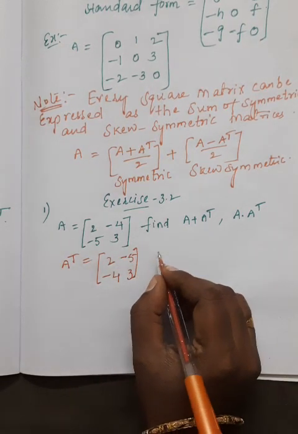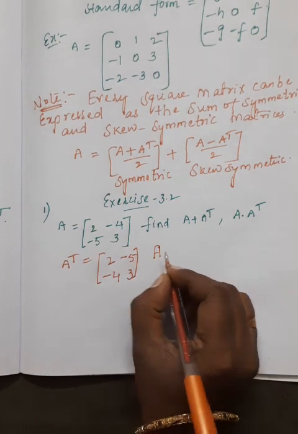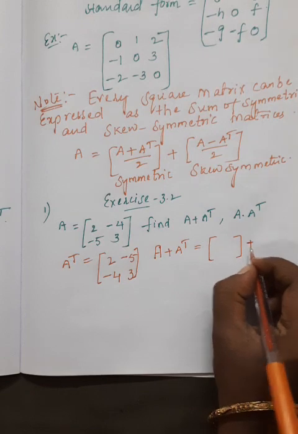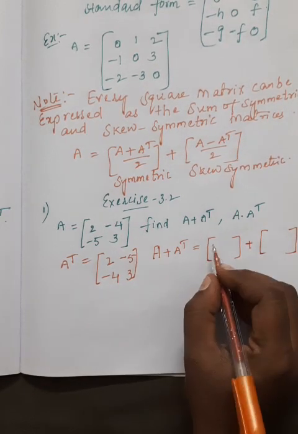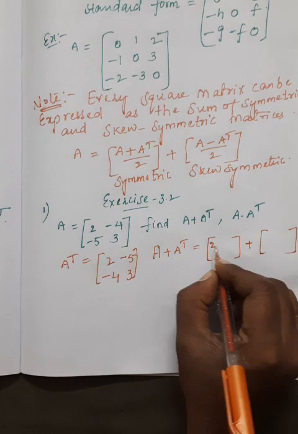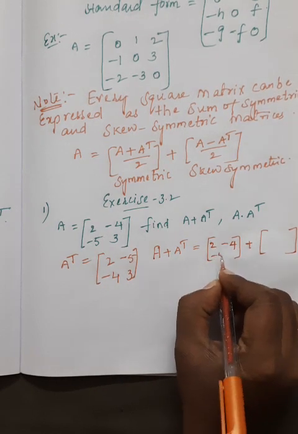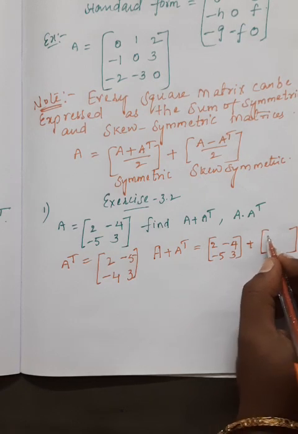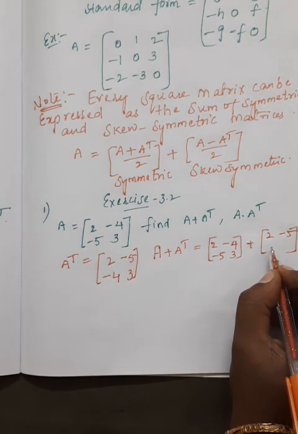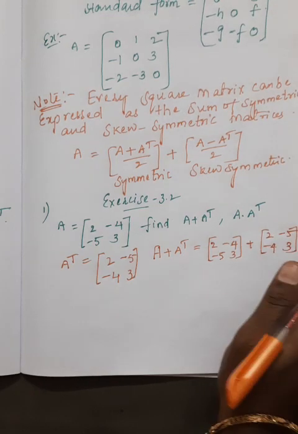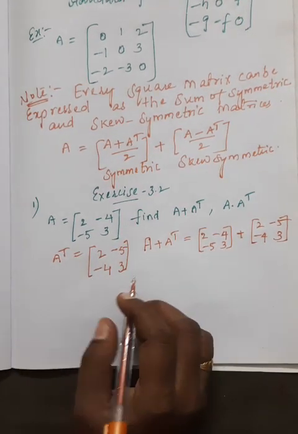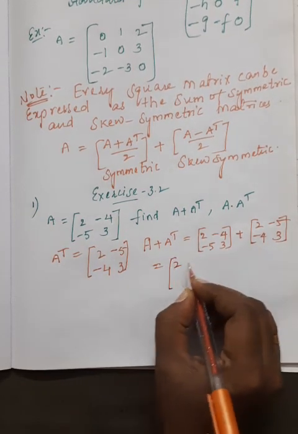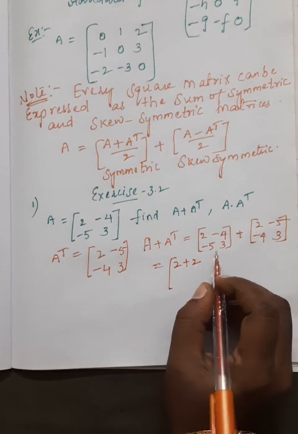Then we have to find A plus A transpose. So here copy paste the A matrix, 2, minus 4, minus 5, 3. Then here we have to copy paste A transpose, 2, minus 5, minus 4, 3. Then we have to do addition, which is equal to 2 plus 2. Simple addition.